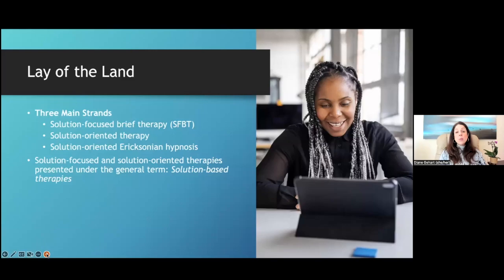So if you have some of my textbooks, you will see that there are three main strands of solution-focused. The classic form of solution-focused therapy is solution-focused brief therapy, SFBT. And you really want to distinguish this from just plain solution-focused and then solution-oriented therapy, which is similar. It was developed by Bill O'Hanlon and Michele Weiner-Davis, and probably uses, I would say, some more linguistic interventions, but these are different and the research streams are different, especially if you're looking at research.